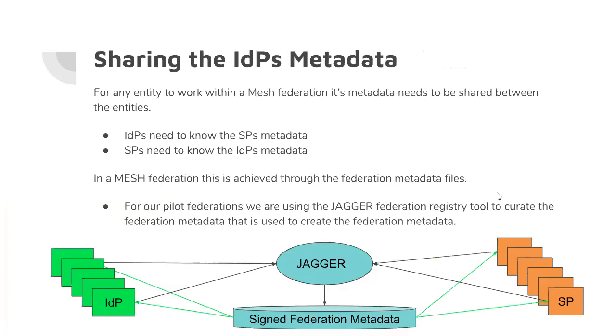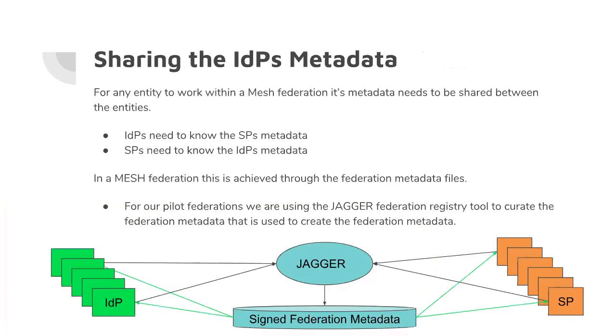So there's a two-way sharing that needs to happen in our mesh federation. For each entity to work within the mesh federation, its metadata needs to be shared between all of the entities. So all of the IDPs need to know about all of the service providers' metadata, and all of the service providers need to know about all of the IDPs' metadata.